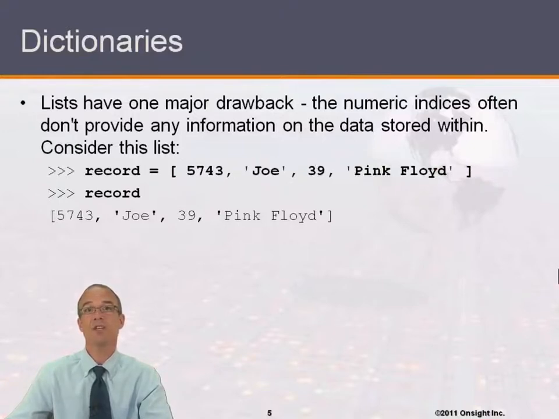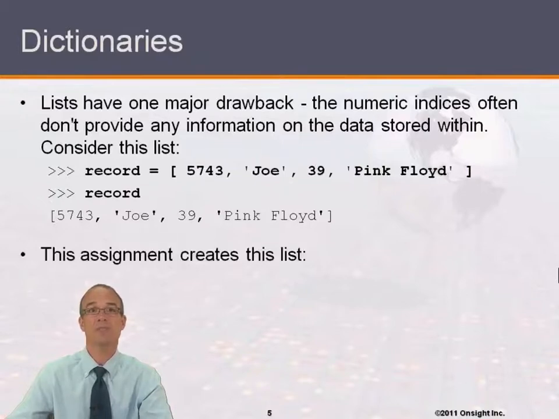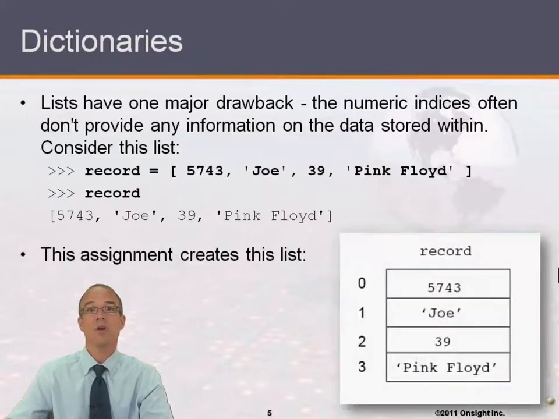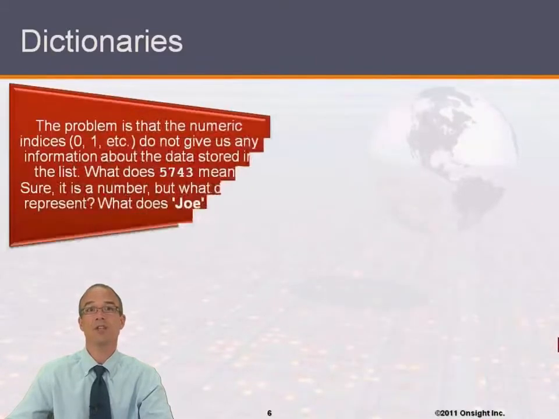So the limitation of lists is we don't know the meaning of the data within the list. It creates a list like this. Index 0 is 5743 and so on. Just by the nature of the index, I don't understand the meaning of the data. So enter dictionaries.